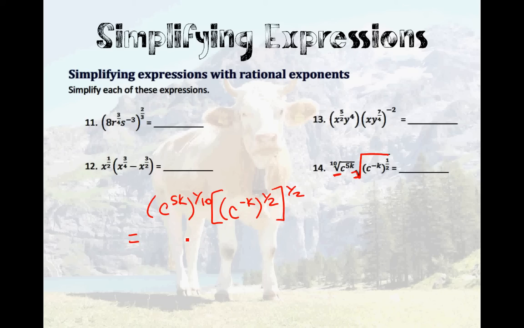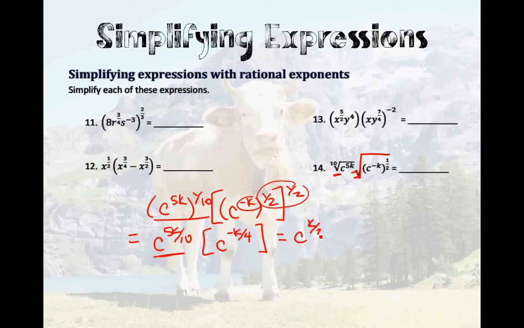So we can simplify this a little. This first guy, we can say c to the 5k over 10. And then this guy, we can actually multiply these two and this one too if we wanted. So we would have c to the negative k over 4. Okay, so this first guy simplifies, of course, to k over 2. And we have c to the negative k over 4. We could then say that c to the k over 2 minus k over 4 would be our answer.